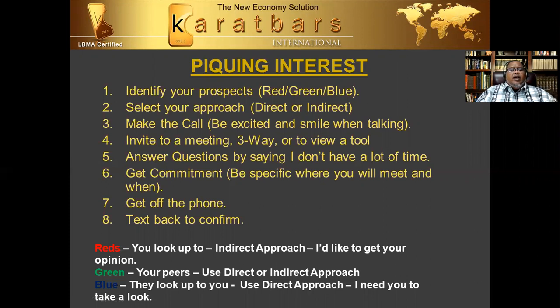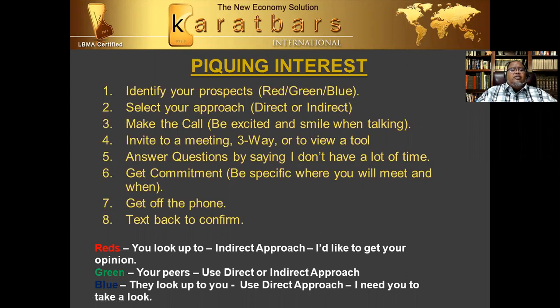Then number 5, answer questions by saying, "I don't have a lot of time. I'm glad I caught you." Again, people want to get all the information from you prior to taking a look at the information. And when they feel like you've given them enough information, they're making a determination of whether they're going to look at your information based upon what you said. So don't say a whole lot about what you're doing. You just want to be excited.